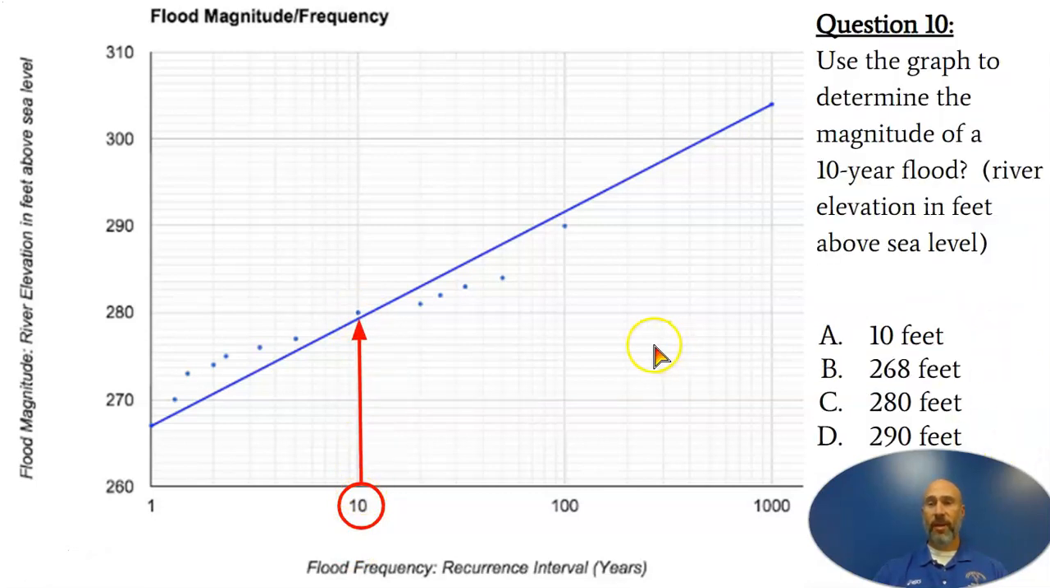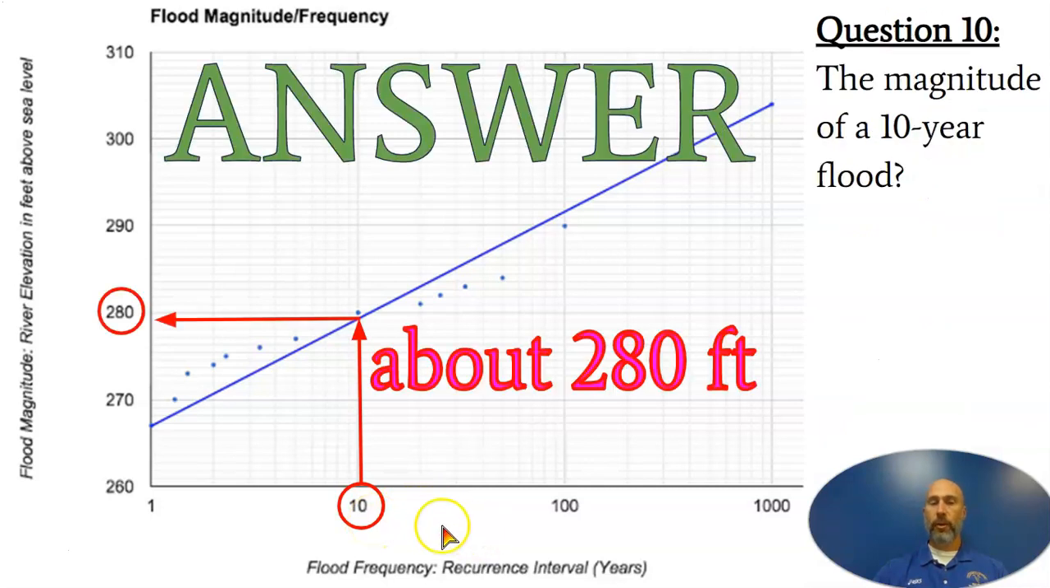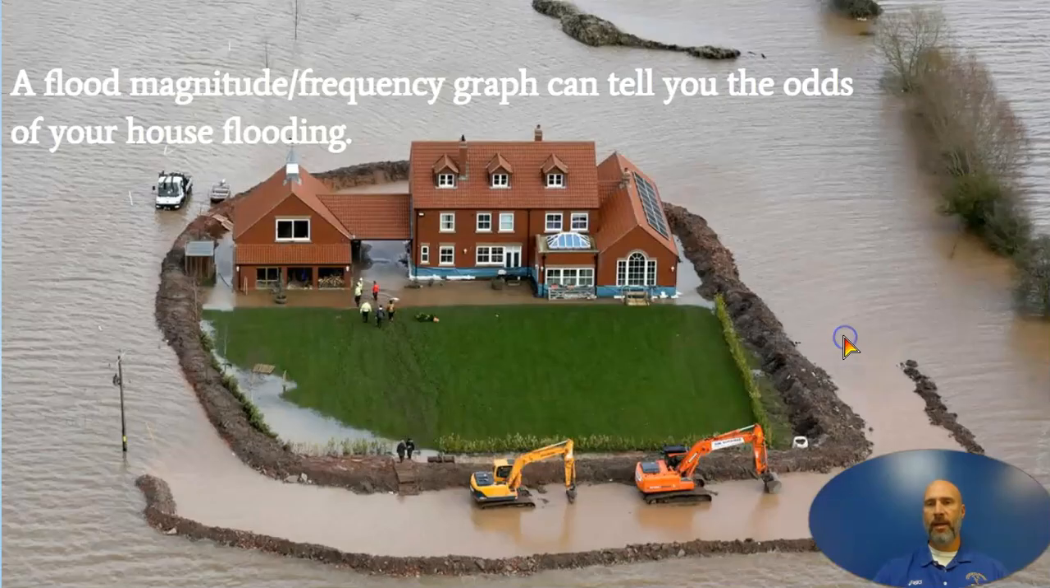Okay. So with that information, use the graph to determine the 10-year flood. How high is the 10-year flood? About 280 feet, right? So that's all you do. 10 years is right there. How high is it? About 280 feet.